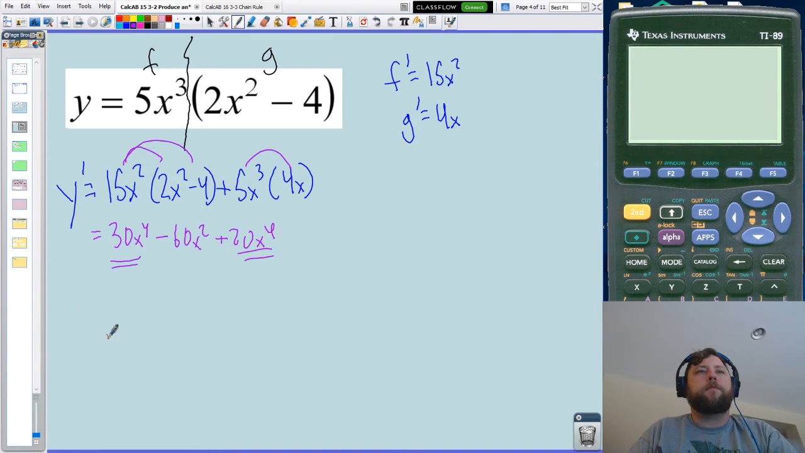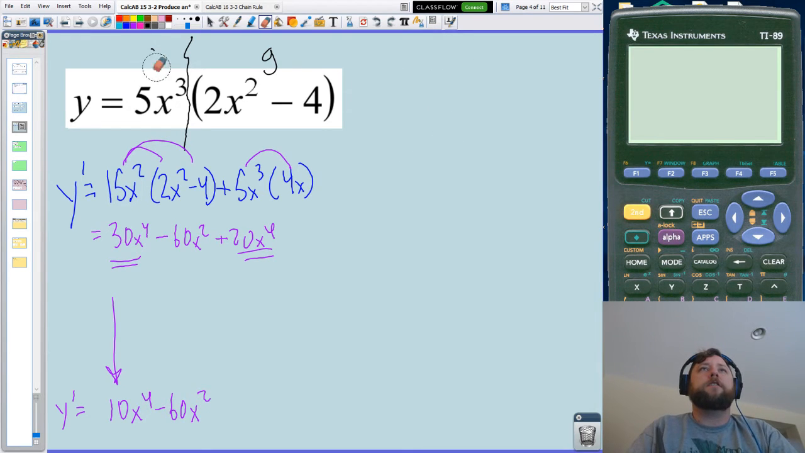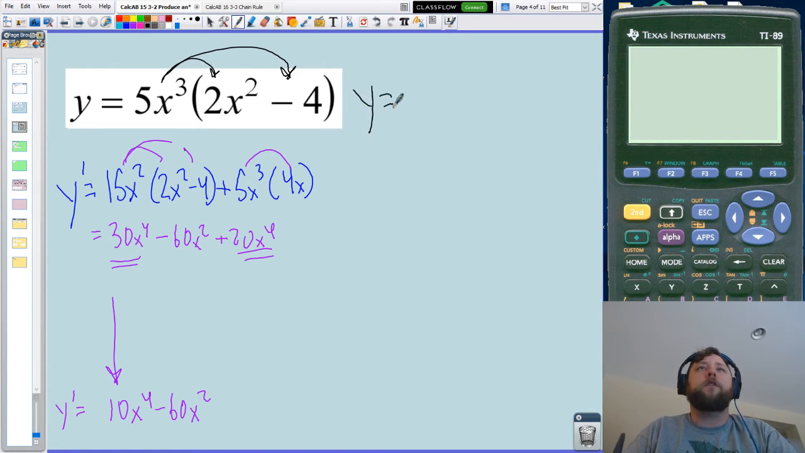Combine the powers right here. I'm going to have my y prime. I'm going to put the answer down here. It's going to be 50x to the fourth minus 60x squared. And you're like, cool, there's my answer for y prime. Now, let's pretend I did this in a different way. So instead of doing the primes, I'm actually going to go back to this original example, and I'm going to distribute 5x cubed at the start, then do derivatives. So if I distributed 5x cubed, I get y equals 10x to the fifth minus 20x cubed.